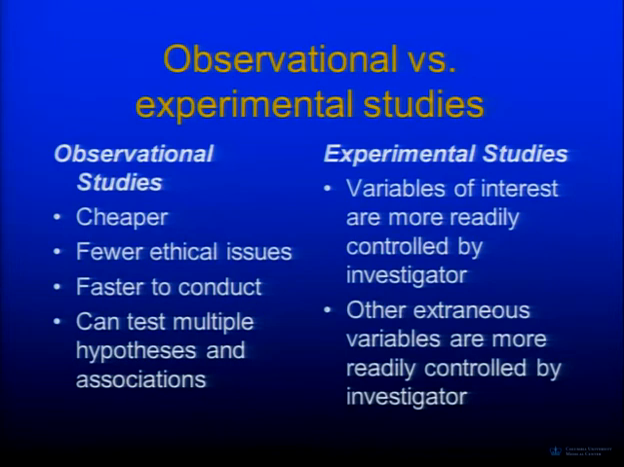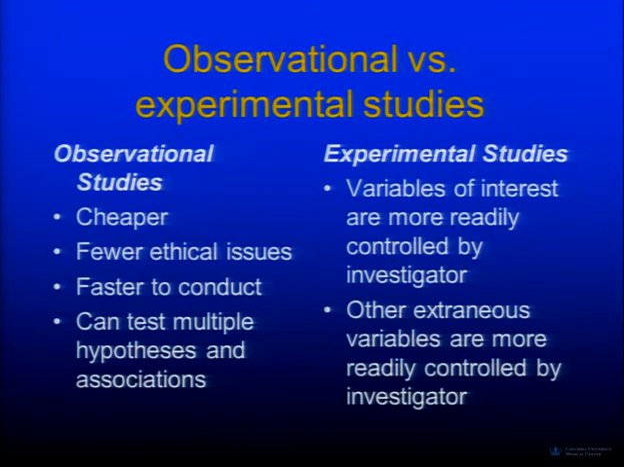So we've talked a little bit about observational studies. This would be cohort studies, case control studies, cross-sectional studies. They're cheaper. There's no ethical issues. People are doing whatever they would do normally. They're faster to conduct in some cases, for the case control study. And you can test a lot of hypotheses and associations.